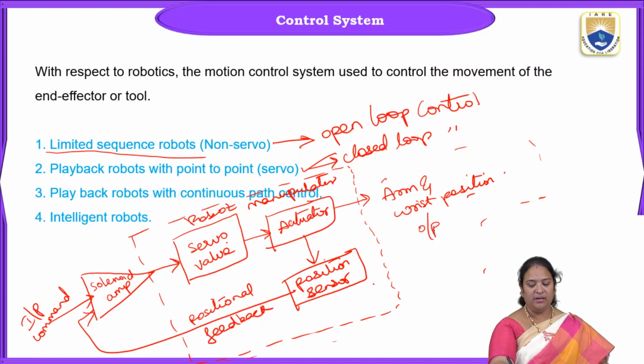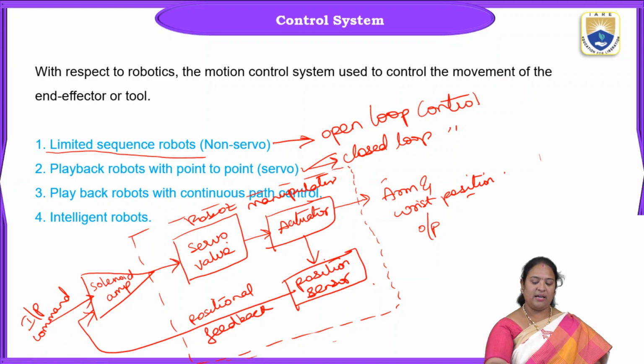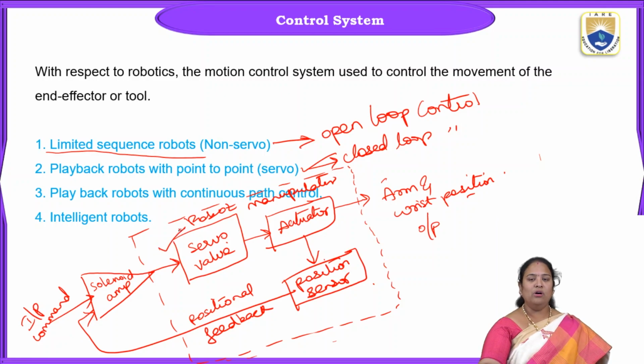After the output is generated, if there are any errors occurring in the output, the actuator sends the signal to the position sensor, and positional feedback is sent to the solenoid amplifier, right? And if there are any errors generated in the output of the production, the actuator sends a signal to the position sensor, where this position sensor sends a positional feedback to the solenoid amplifier. And the errored output is rectified with the help of a servo valve, right?